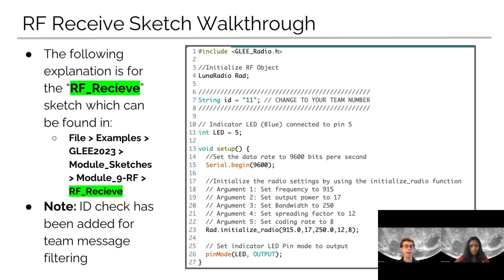Okay, so next we're going to switch gears and we're going to go over our RF receive sketch, which can be found in the same place as the previous sketch. You should note that we once again have a variable called ID, and you want to make sure the value of this variable is the same as it was in our transmit sketch. This will be used for team message filtering later on.